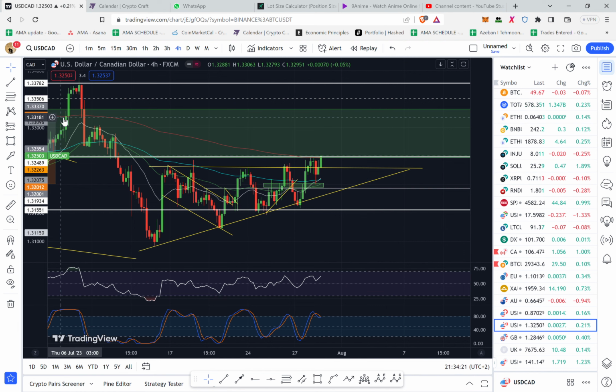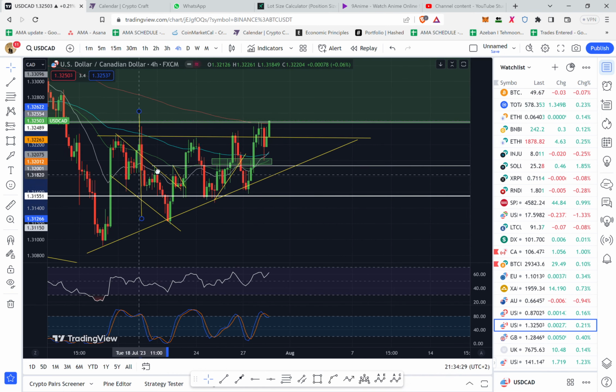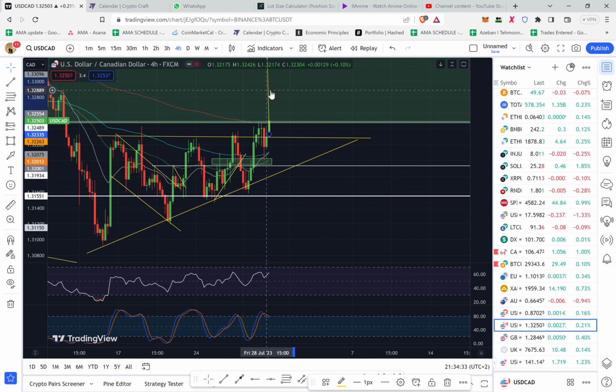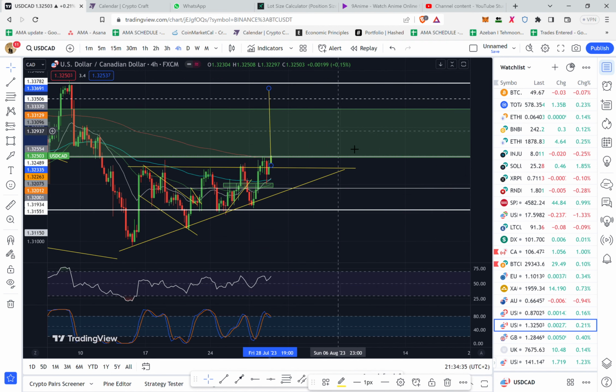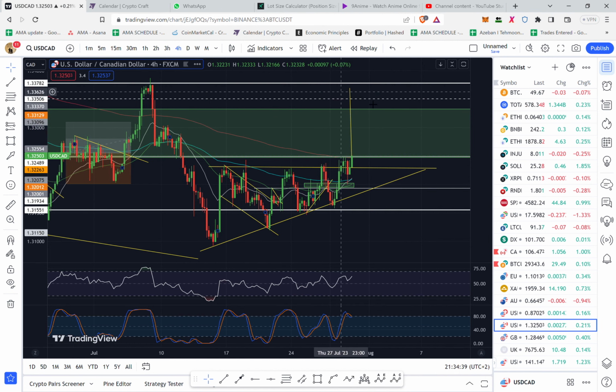Yeah, so immediate target on the 4-hour chart would be, take this length, pull in the breakout level. So this high right here could be our immediate target. So we could head straight up there.